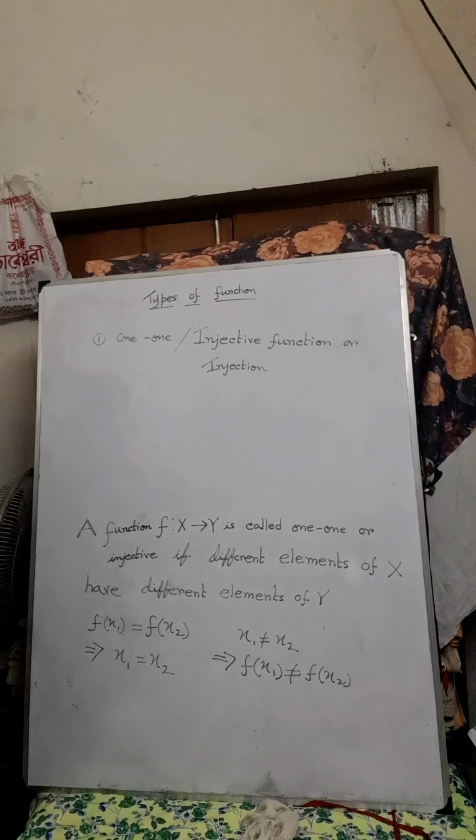Now I will discuss types of function. Number 1, it is one-to-one or injective or injection. So what does it mean? One-to-one means different elements of x have different elements of y. Now what does it mean?